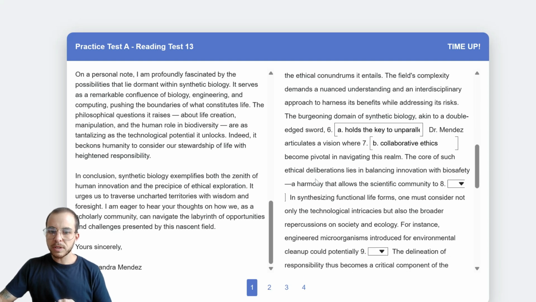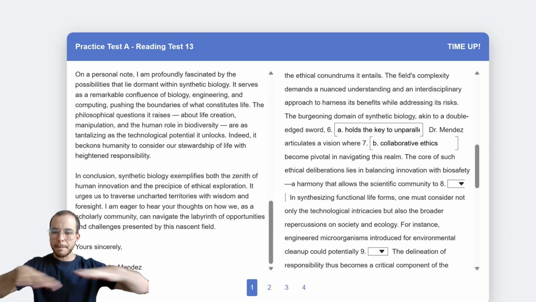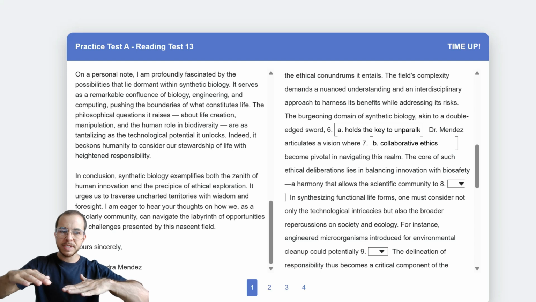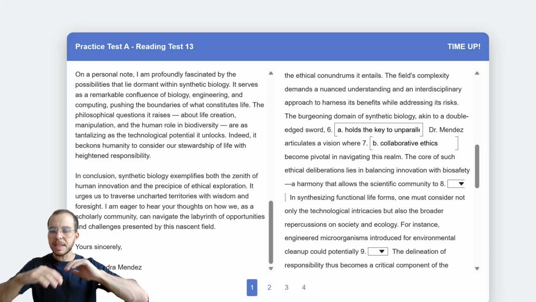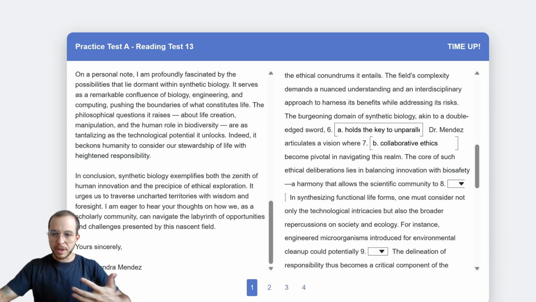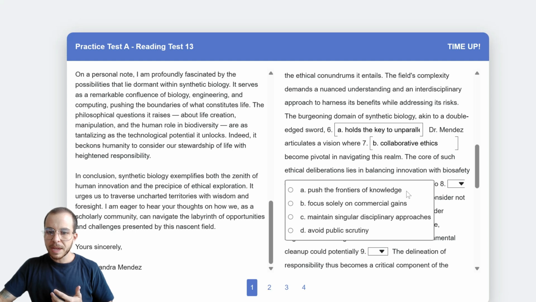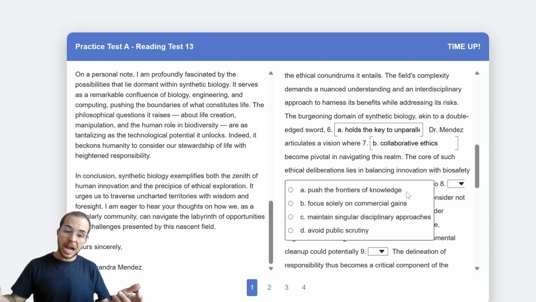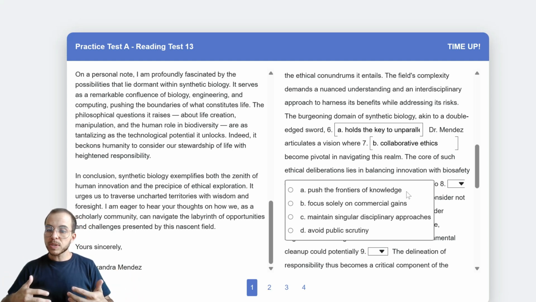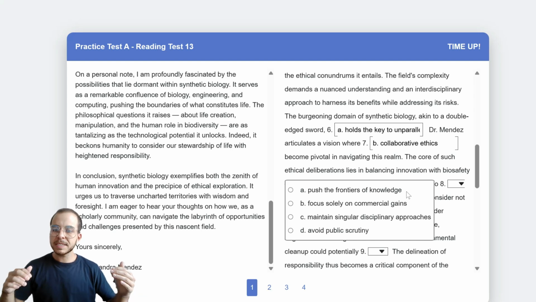Core of such ethical deliberations lies in the balancing innovation with biodiversity, a harmony that allows the scientific community to. Okay, balancing biosafety. This is a harmony that allows the community to do something. Let's check. It allows them to push the frontiers, kind of. Focus solely on, no, not about money. She did not talk about that. Maintain singular disciplinary. No, it was about multiple disciplinaries.